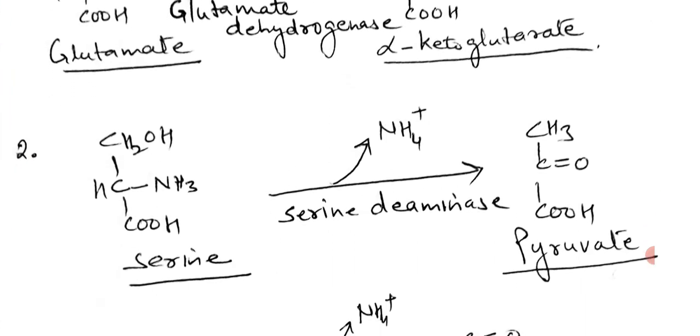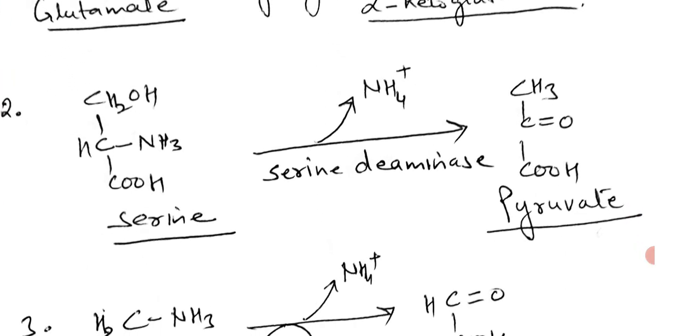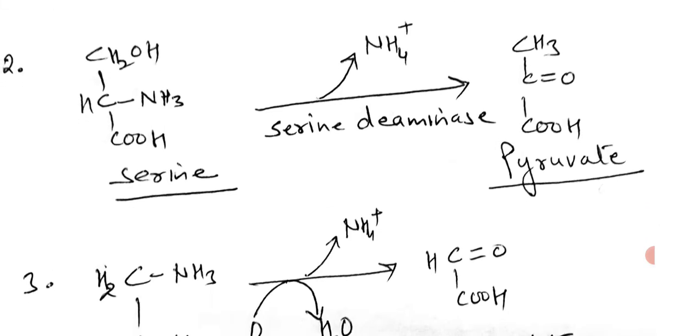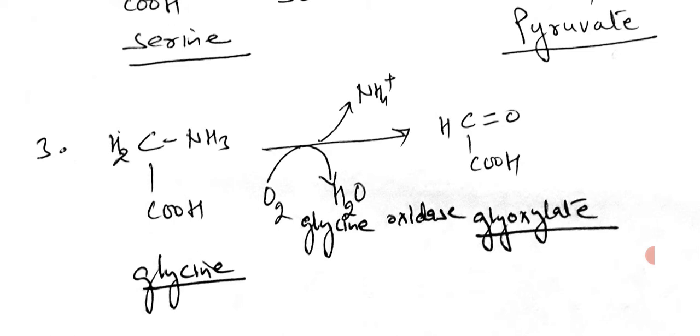Another example is the formation of pyruvate from serine with the removal of ammonium ion, and this reaction is catalyzed by the enzyme serine deaminase. One more example is the formation of glyoxylate from glycine. Here the enzyme which is catalyzing this reaction is glycine oxidase. So there is a formation of water from oxygen with the removal of ammonium ion, and the end product is glyoxylate. So this is the second type of reaction, that is deamination.